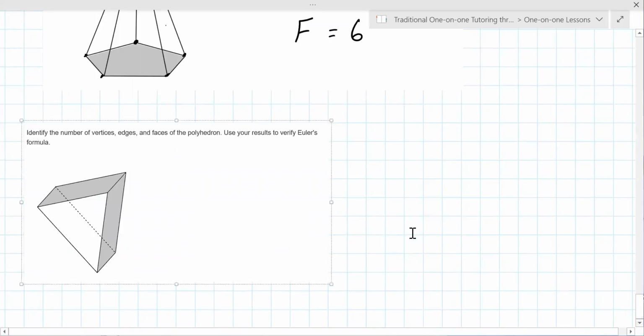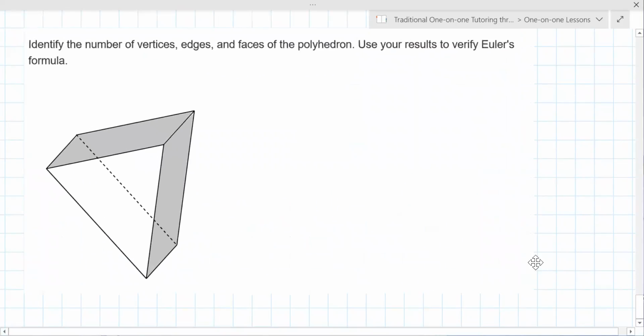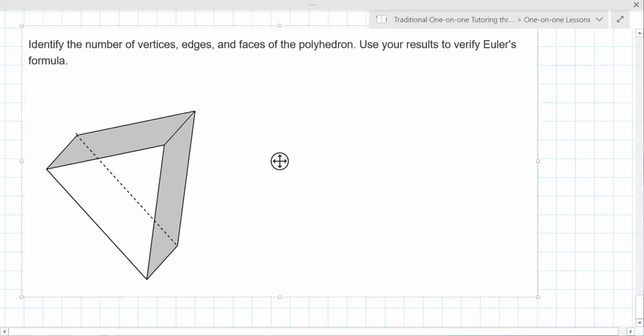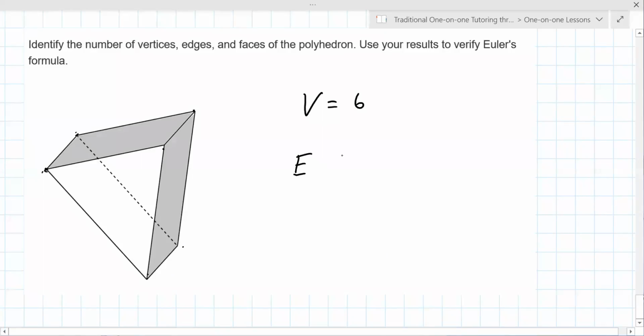Okay, so we'll start with the number of vertices. You have to pick a path, but to me, there's 2, 3, 4, 5, 6. There are 6 vertices, and then edges. I'm going to start over here: 1, 2, 3, 4, 5, 6, 7, 8, 9. I think I got them all.